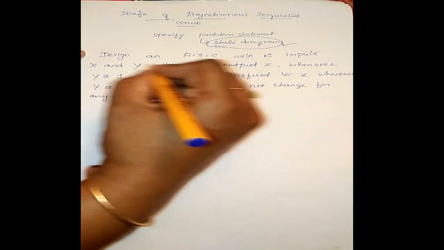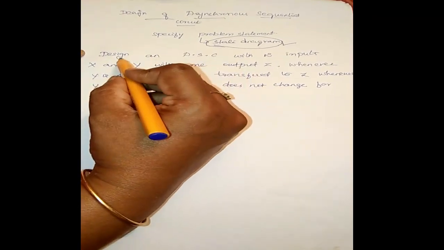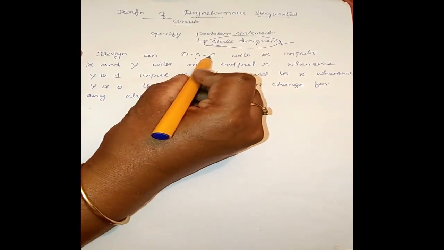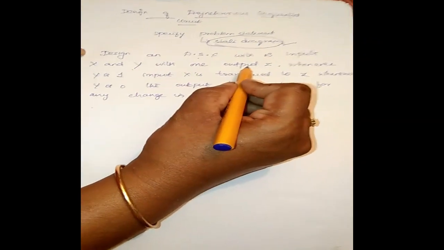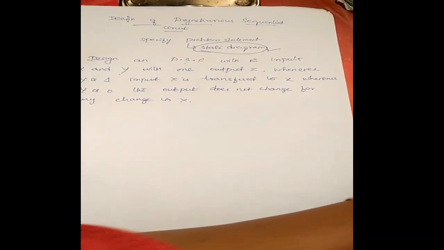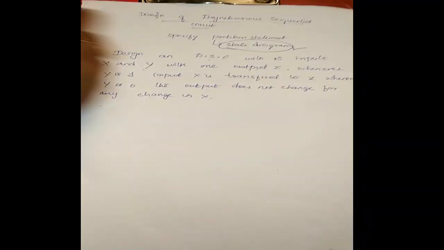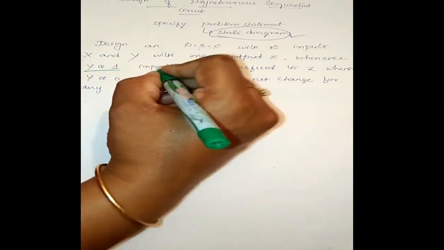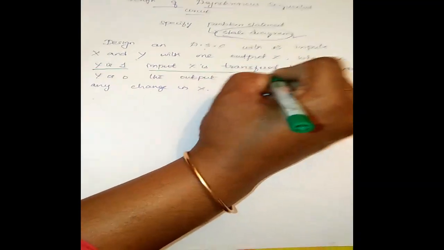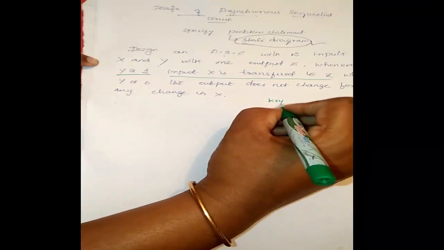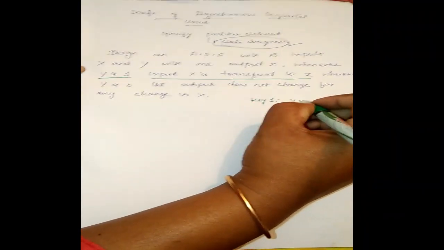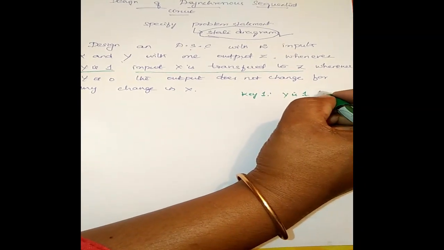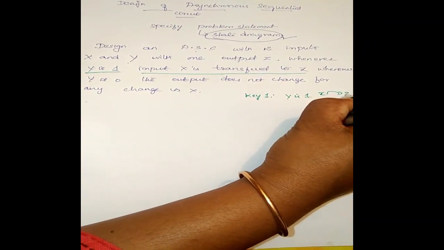Dear students, you can have a look at the problem once again. Design an asynchronous sequential circuit with two inputs x and y with one output z. Whenever y is 1, input x is transferred to z. Let me write this as one of the key points: whenever y is 1, whatever is there in x is transferred to z.